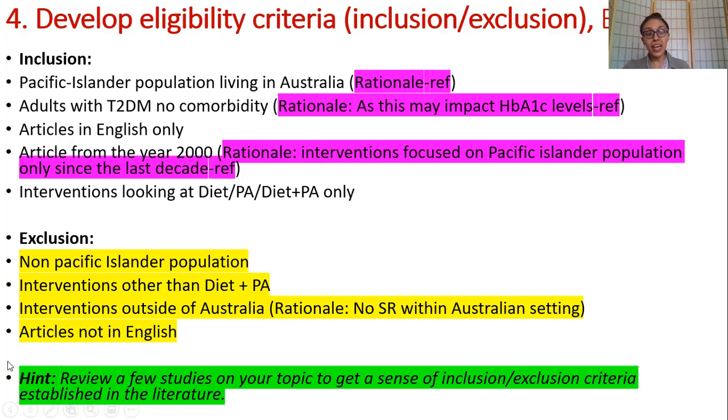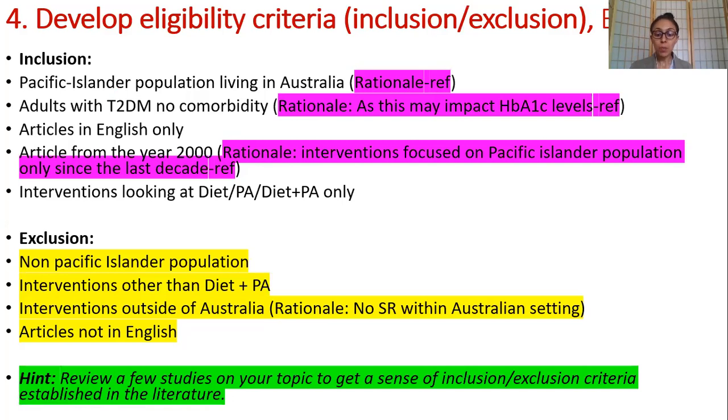So now I have taken an example from one of the other systematic reviews. All right, so I have divided my eligibility criteria into inclusion criteria and exclusion criteria. Within inclusion criteria, the topic which I have over here is, for instance, now this is a different topic example, which is I want to do, for example, a systematic review on interventions which are focusing on the management of type 2 diabetes among Pacific Islander population, and interventions which are particularly looking at two main components, diet and or physical activity.